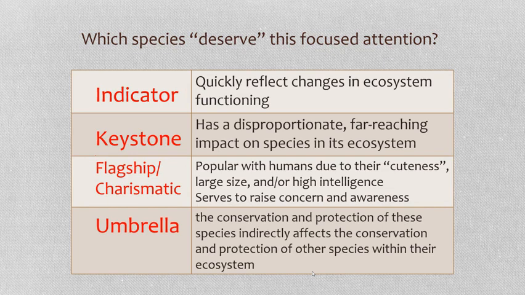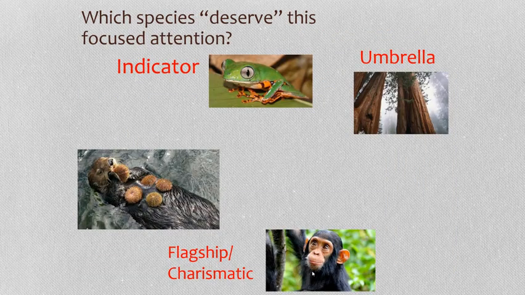within their ecosystem. Slightly different than the keystone species, where that keystone species actually affects the ecosystem, where the umbrella species' benefit to other species in the ecosystem is just a fortunate side effect. Right, so here are some examples. Certain frogs are good indicator species. Umbrella species: you protect redwoods, you protect everything that lives in the redwood forests as well. And then charismatic species: certain types of monkeys or gorillas, sea otters are super cute. They make good candidates for deserving protection.